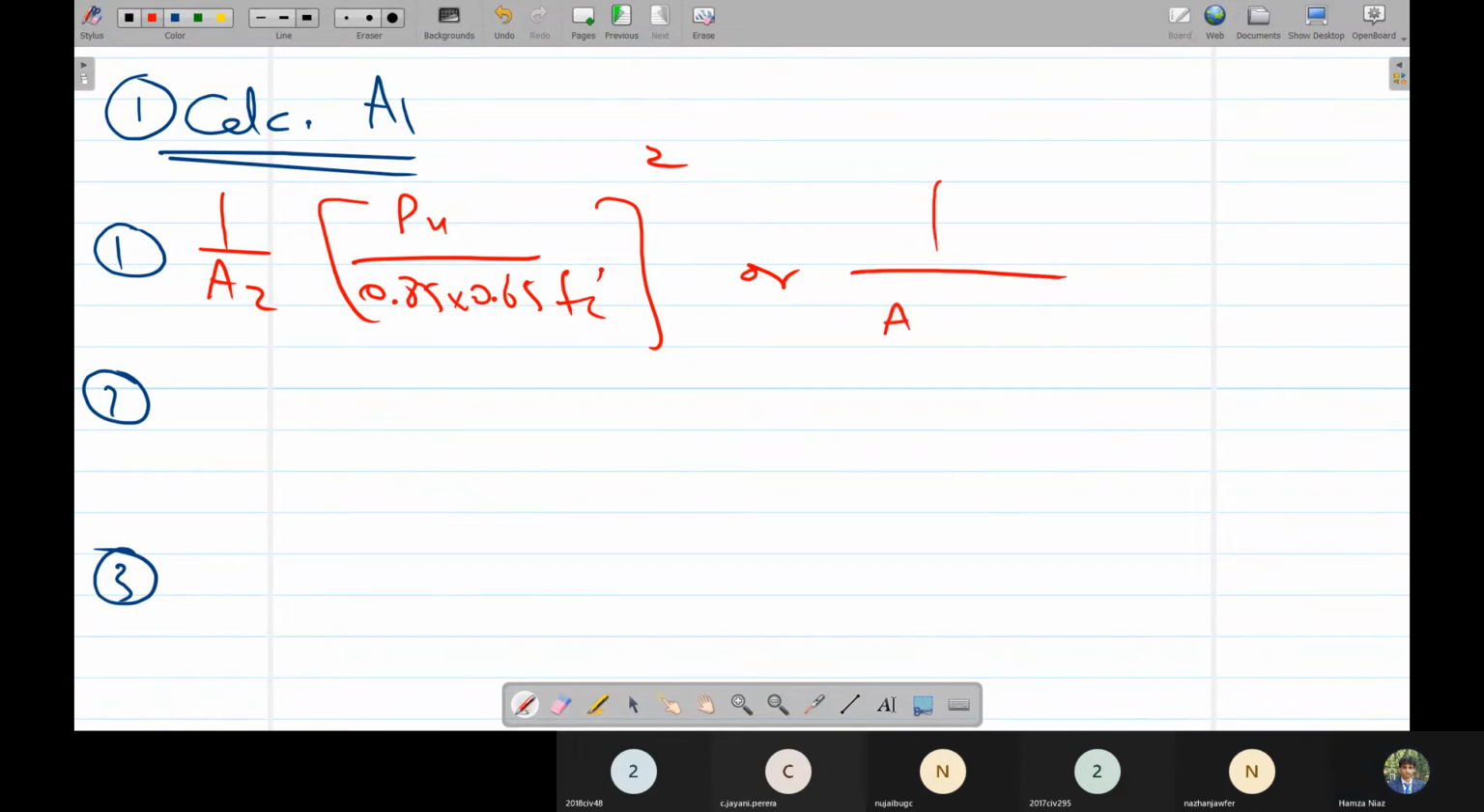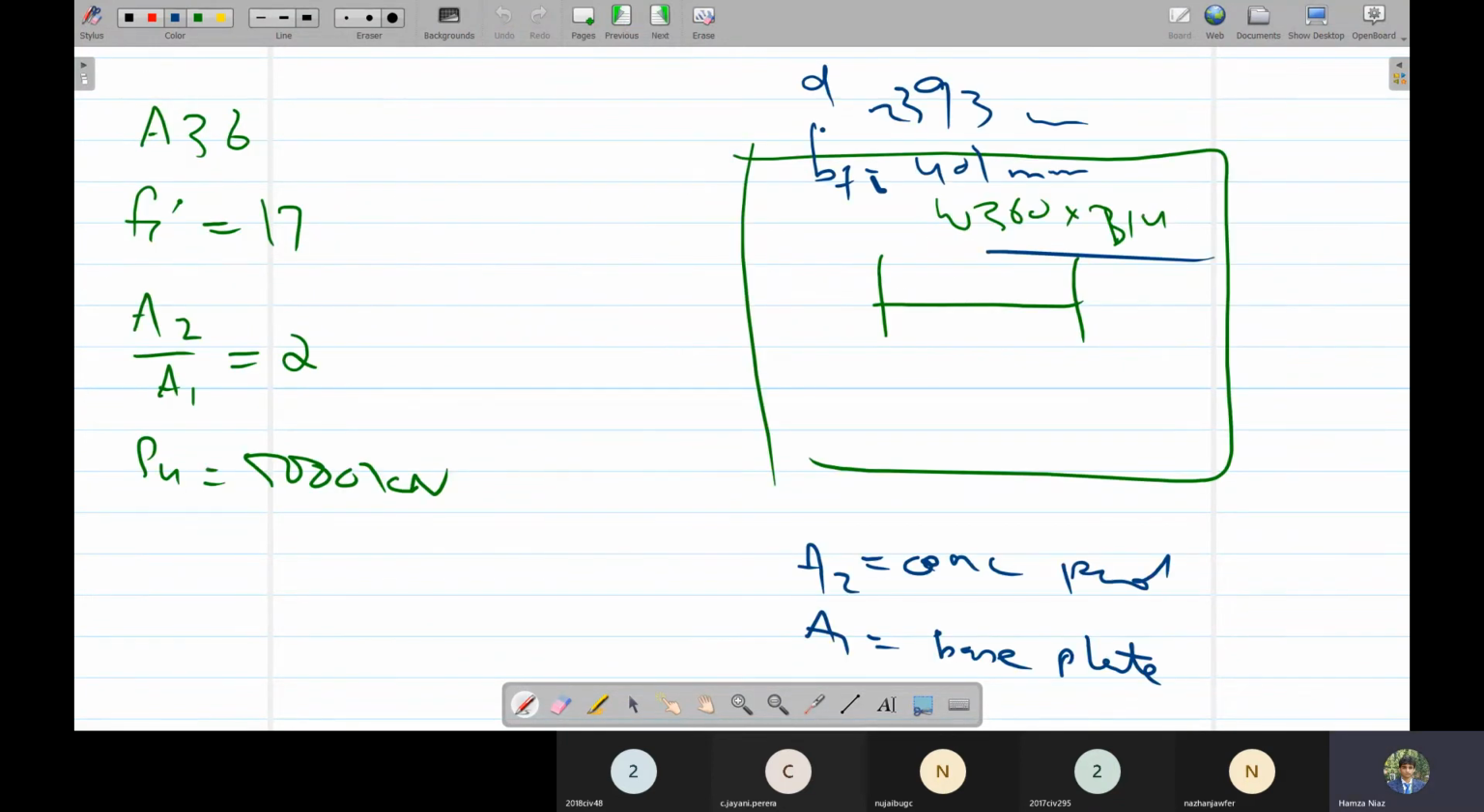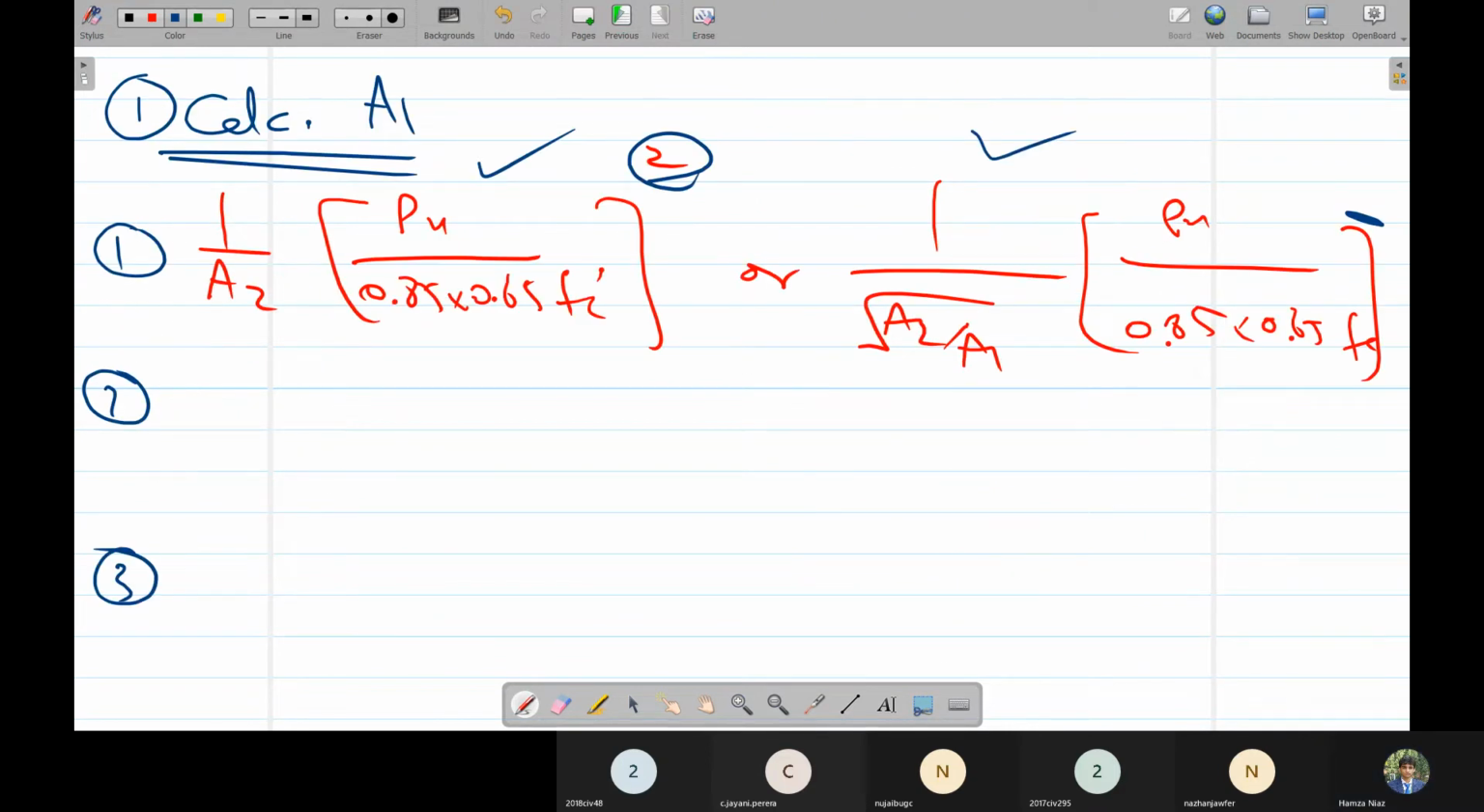Or A1 equals Pu over 0.85 into 0.65 f'c times the square root of A2 over A1. Remember, there is no square here; it is square root only in this portion. If we are directly given the area of concrete as 3000 millimeter square, we have to use this formula. If, like in this case, we are given the ratio of areas, we use this portion. Place the ratio as 2, and place the Pu value, 0.85, 0.65, and f'c value.